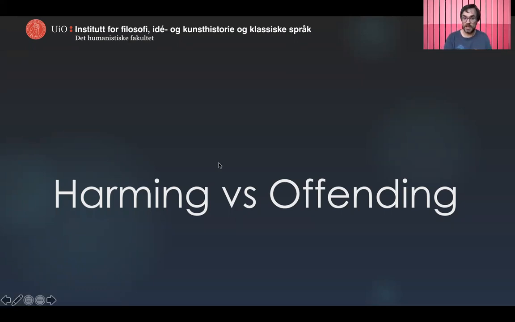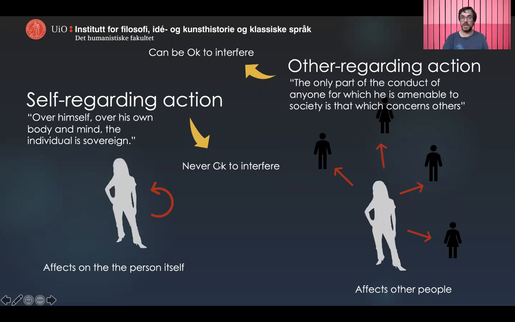In order to see what that means, we first need a distinction between self-regarding actions and other-regarding actions. There are actions that affect only the person itself, and on the other hand, actions that also affect other people. With regard to the self-regarding actions, Mill thinks it's never okay to interfere. So over himself, over his own body and mind, the individual is sovereign. It's only with regard to the other-regarding actions that it can be okay to interfere.